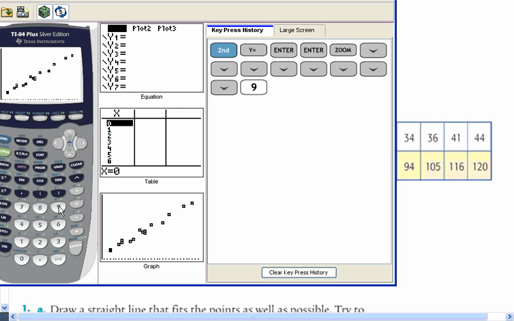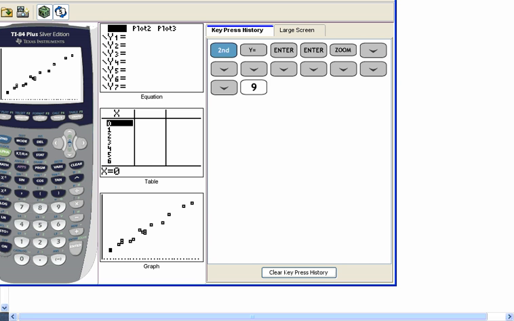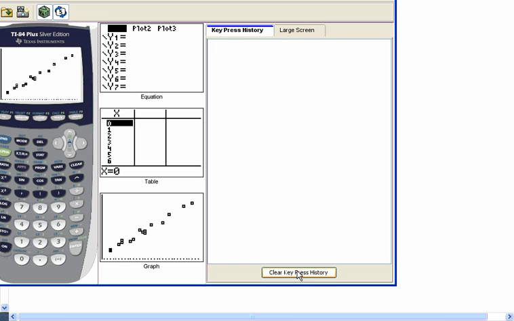And that's problem number 2. That's down here. So we're going to find the mean number of breaths per minute, and we're going to do that on our calculator. The way you do that on your calculator is we have to get out of the graphing screen. So let me clear this. The way I do that is I go second mode, and you can see that it's written in blue, quit above that.